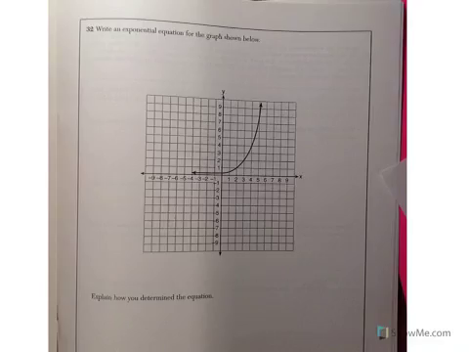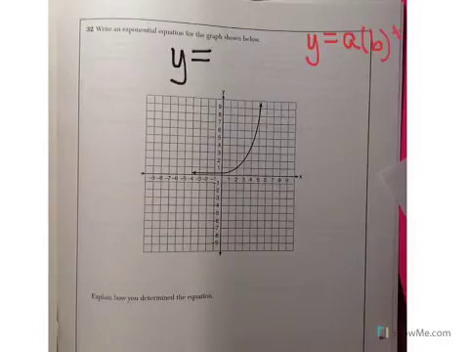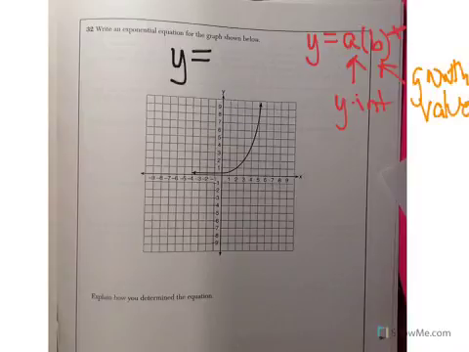Number 32, write an exponential equation for the graph shown below. Okay, so it's already telling us it's exponential. We can see that. It's clearly exponential growth, and the equation would always start with y equals, and if you remember, the formula is a times b raised to the power of x. A is your y-intercept. B is the growth value. It's what the function is being multiplied each time by.